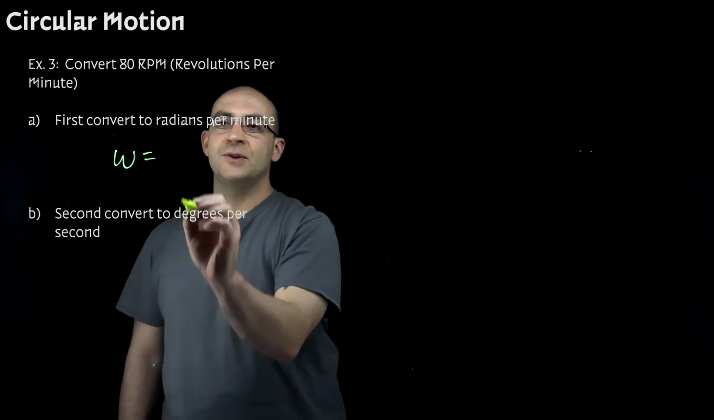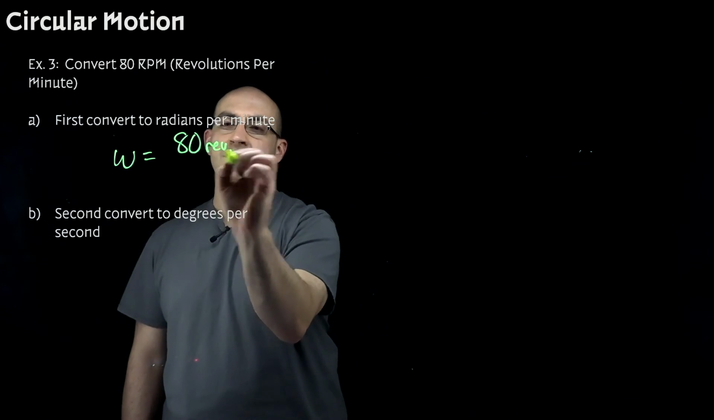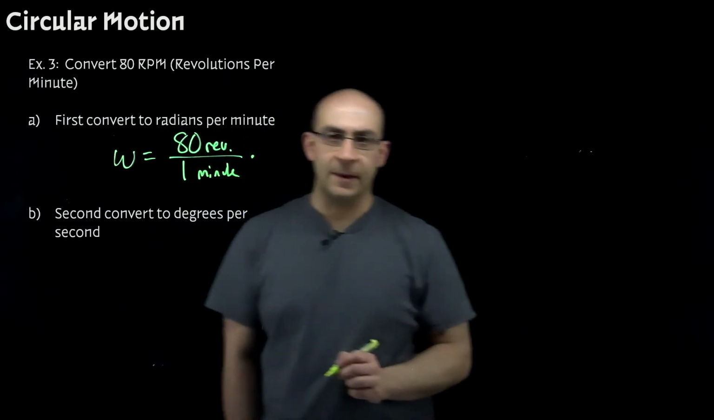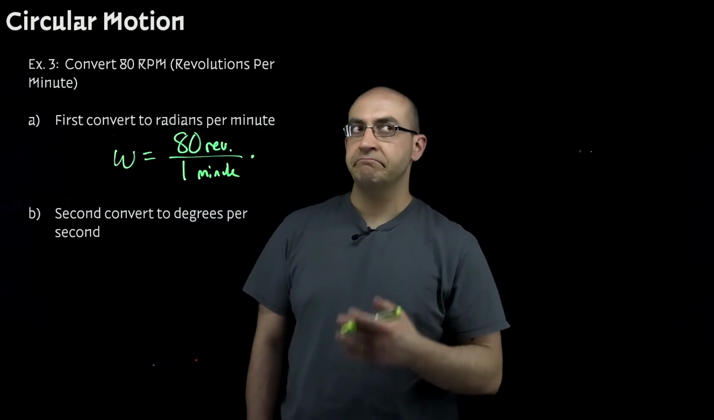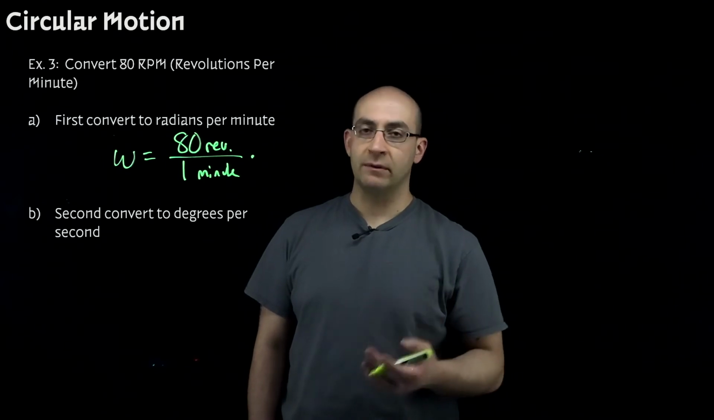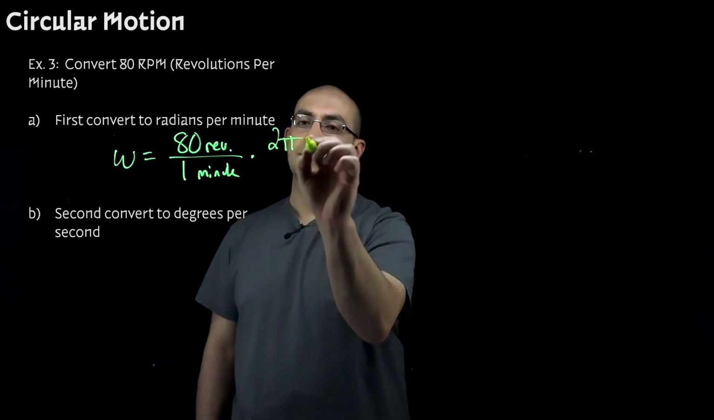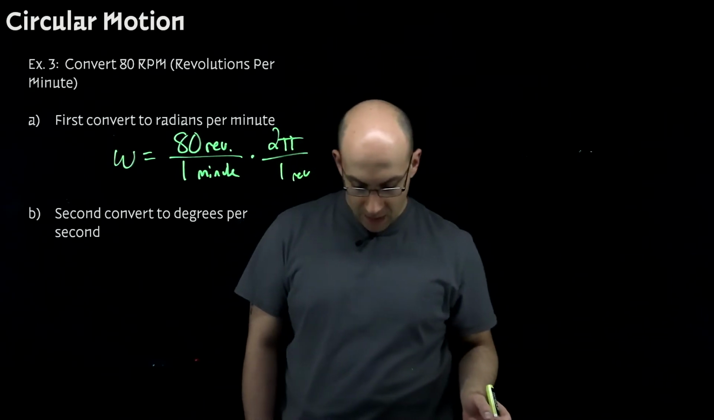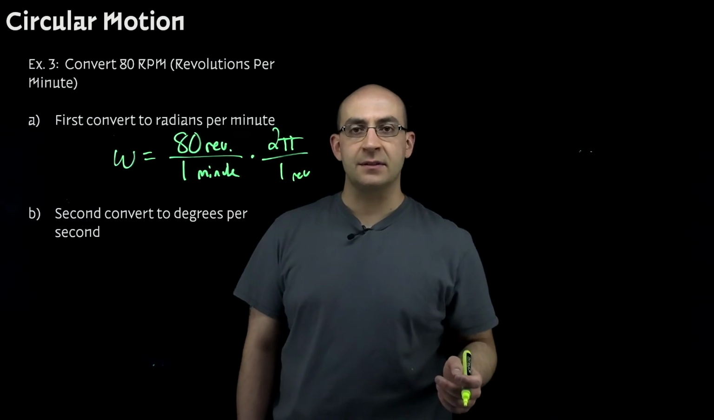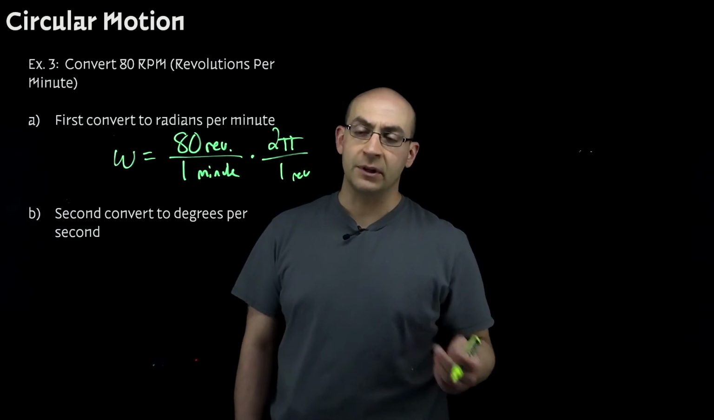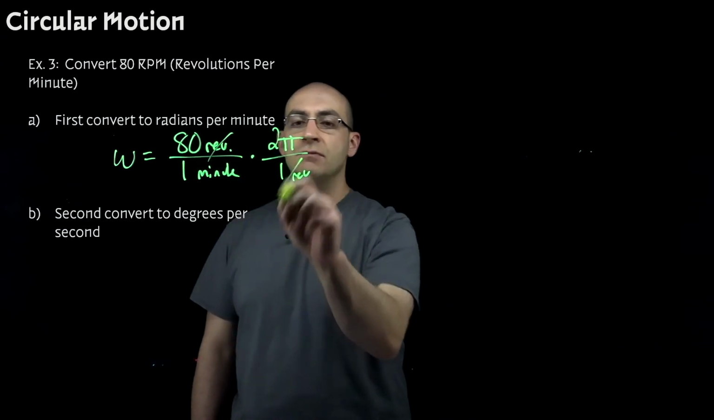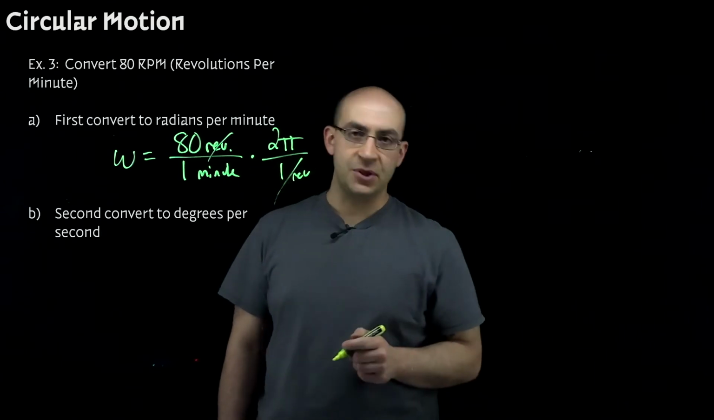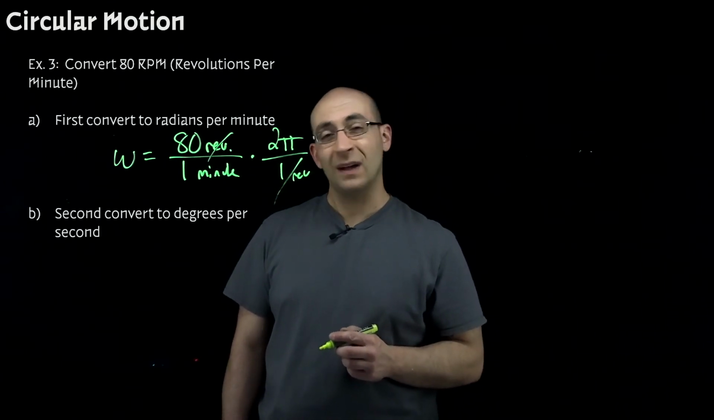It is going to equal 80 revolutions over 1 minute. And we're going to multiply that by however many radians are in 1 revolution. And that's 2 pi radians over 1 revolution. Now, again, just like dimensional analysis, we're going to be crossing out units. And we're going to compare and multiply. The revolutions cancel out on both of them. Now I'm going to have what? 80 times 2 pi over 1 minute. That's going to be 160 pi.